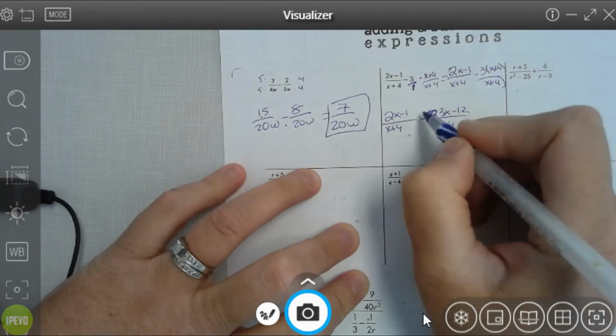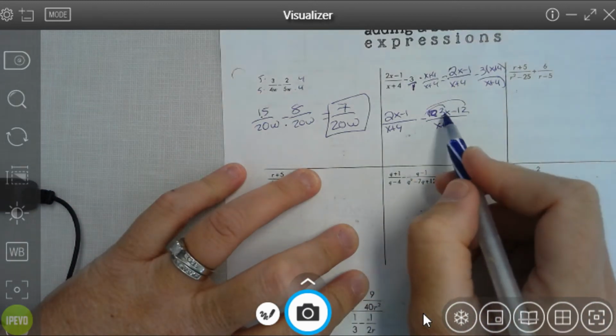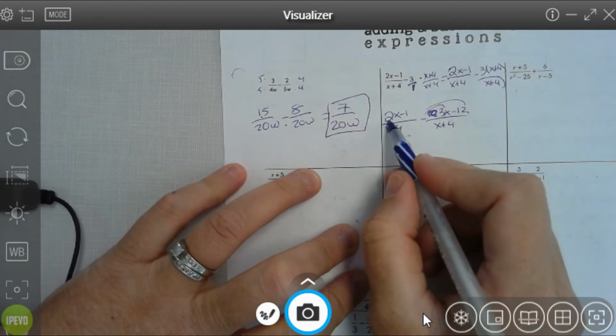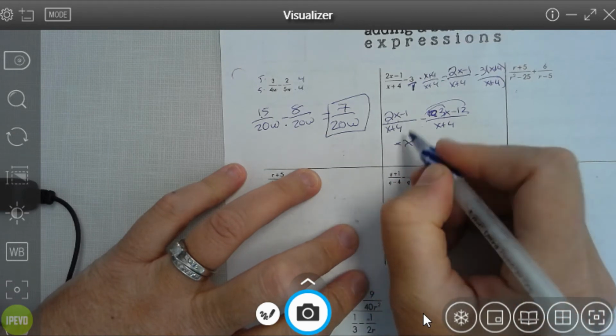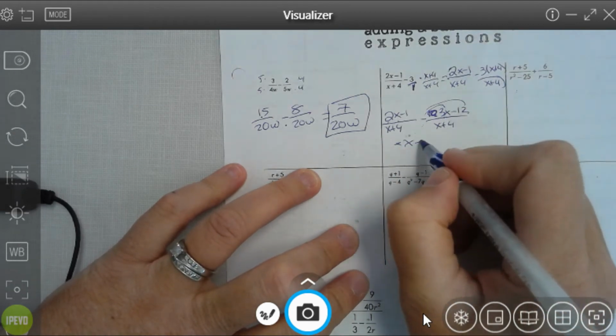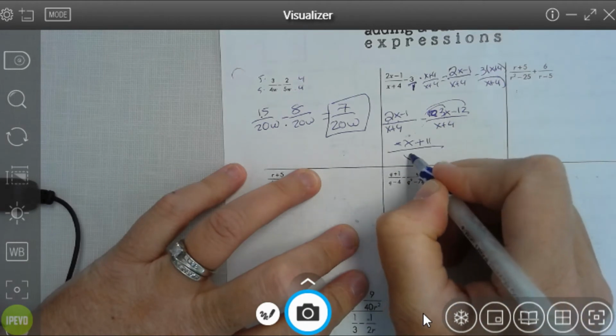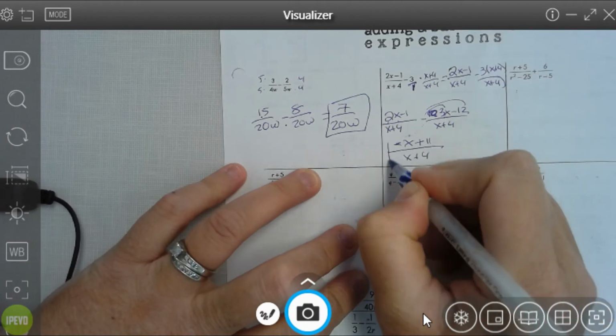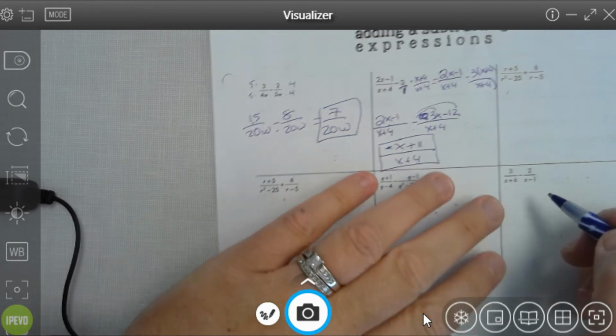Now the bottoms are the same, so I'm going to subtract both of those terms. The negative goes to the 3 and into the 12. So 2x minus 3x, negative 1 minus a negative 12. So that's really plus 12. So you get plus 11. So you have a negative x plus 11 over x plus 4.